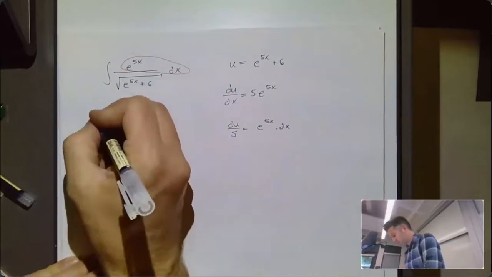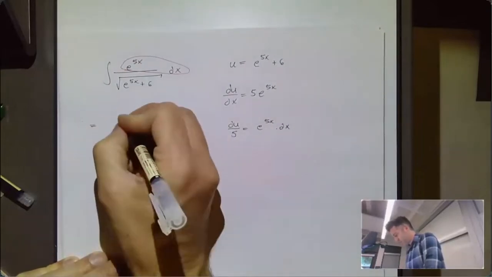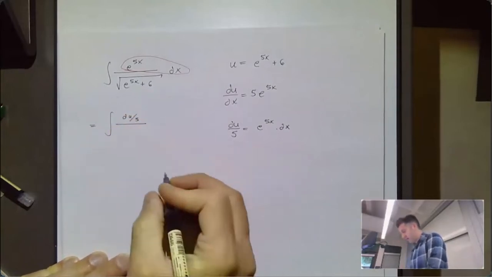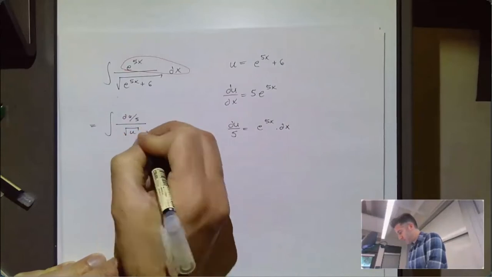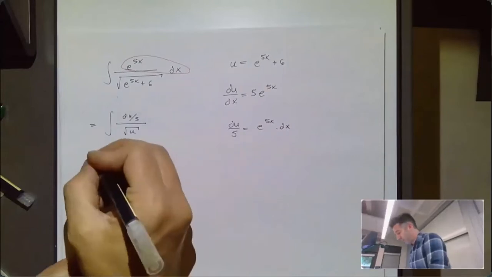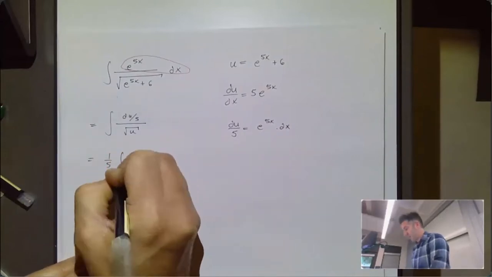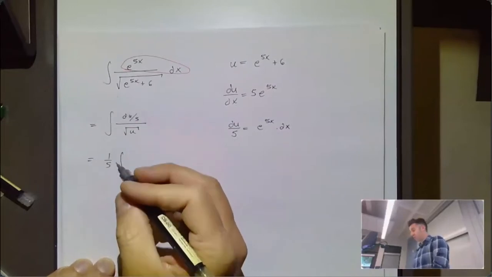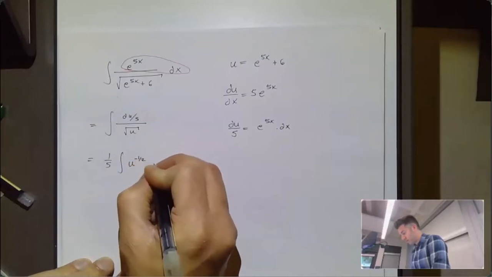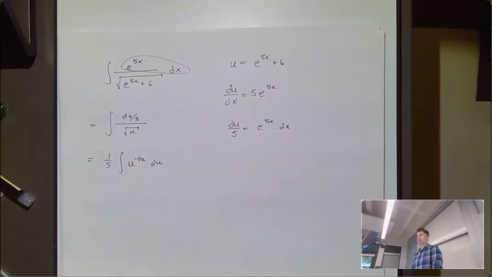So this is going to equal the integral of du over 5 divided by the square root of u. And typically, this is worth rewriting. I'm going to bring the 1/5 out. Instead of writing 1 over the square root of u or 1 over u to the 1/2, I'm going to write it as u to the -1/2, because it's always going to be easiest to integrate something where it's just your variable raised to a power.